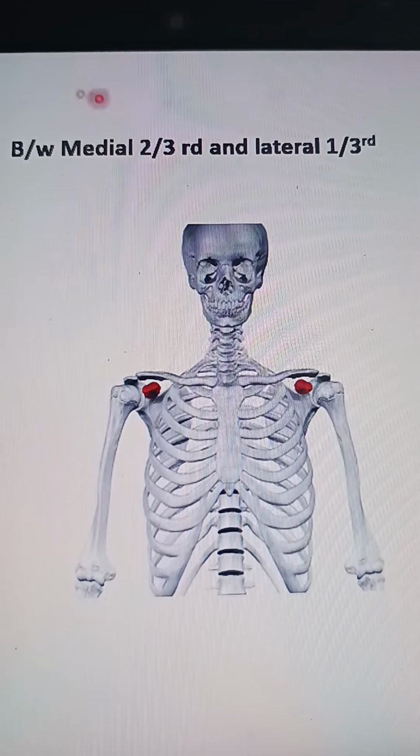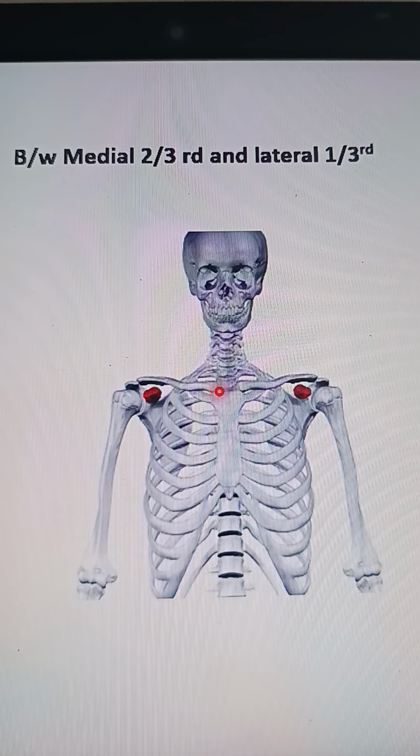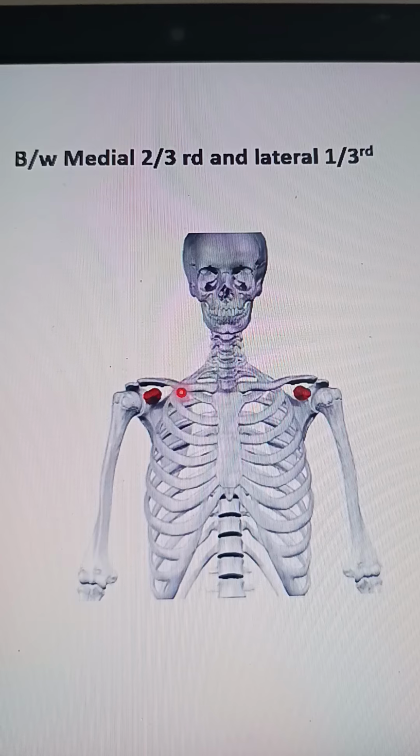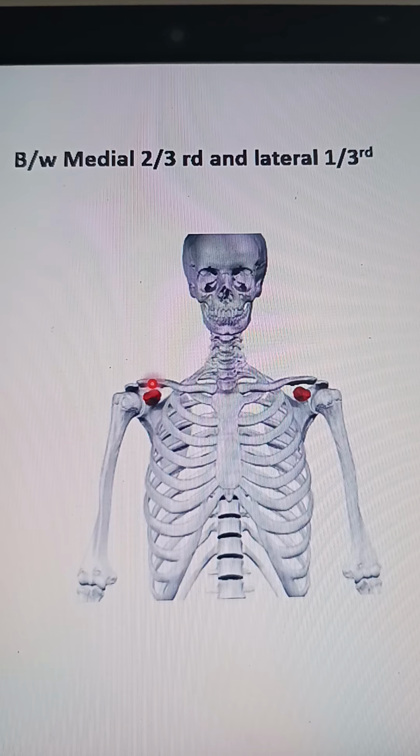Let us learn the surface landmark of the coracoid process. For this, you have to run your index finger medially to laterally along the clavicle or the collarbone. So the medial end of the clavicle is the sternal end. Run your index finger from the sternal end of the clavicle laterally to the acromion end of the clavicle.